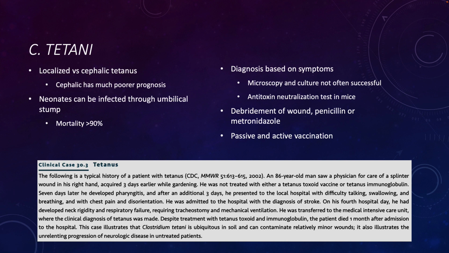On his 4th hospital day, he had developed neck rigidity and respiratory failure, requiring a tracheostomy and mechanical ventilation. So he can no longer control his diaphragm. He was transferred to the ICU, where the clinical diagnosis of tetanus was made. Despite treatment with tetanus toxoid and immunoglobulin, the patient died 1 month after admission. This case illustrates that Clostridium tetani is ubiquitous in soil and can contaminate relatively minor wounds. It also illustrates the unrelenting progression of neurologic disease in untreated patients.